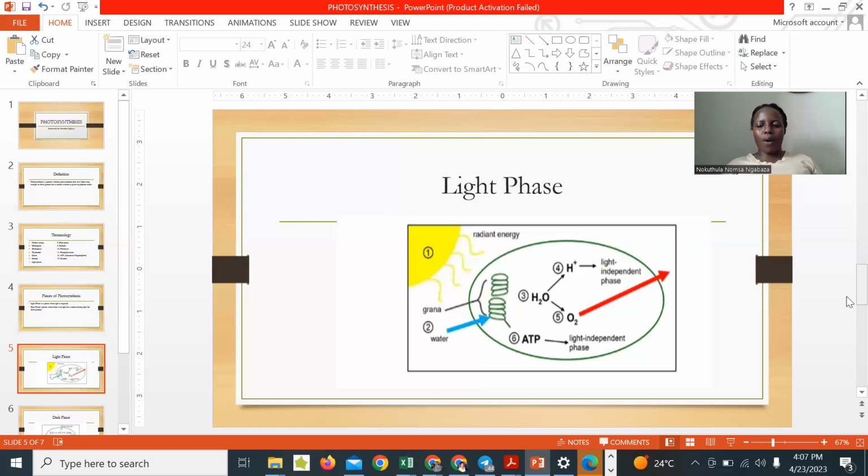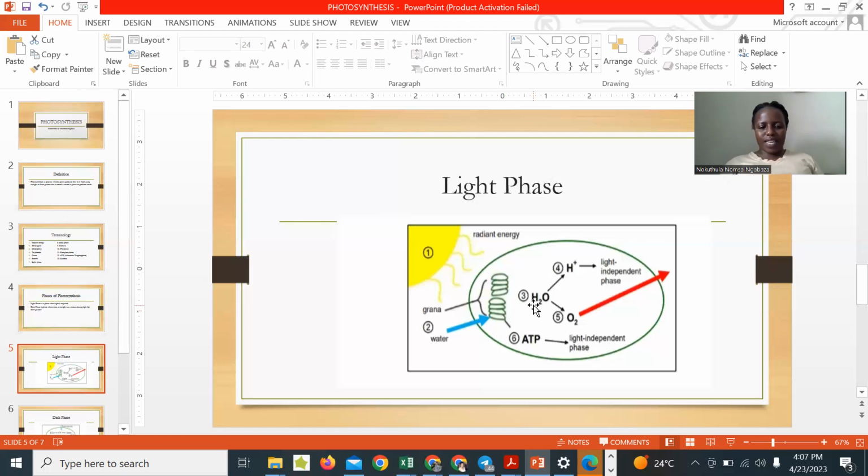So we have our number 1 over there. The radiant energy is going to be absorbed by the chlorophyll that you find in the grana. I'll repeat again. Number 1, the radiant energy is going to be absorbed by the chlorophyll in the grana, and the water as well is going to be absorbed into the grana of the chloroplast, which simply means that your radiant energy together with the water are all going to be absorbed into the grana.